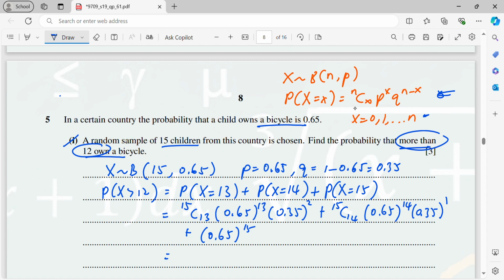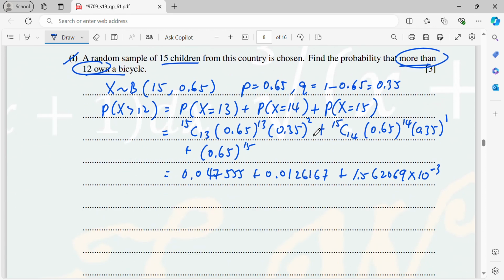Okay, then from here you will get 0.047555 plus 0.0126167, and the last value is a very small number. So when you add up all these three values and round to three significant figures, that is 0.0617. So that's the probability that more than 12 own a bicycle.